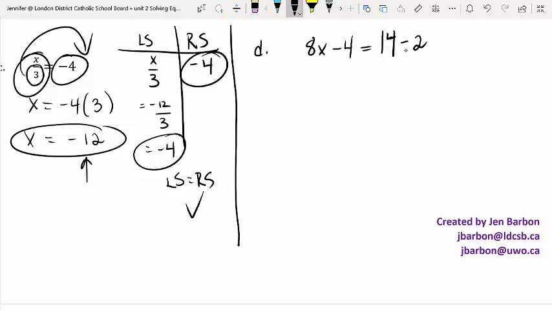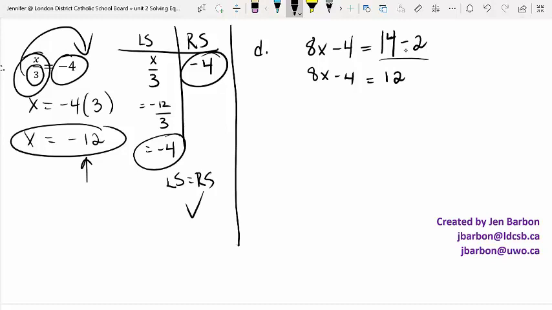Okay, so part D, 8x minus 4 equals 14 minus 2. So in this question, it's important that before you start, you always scan and look for like terms, because there might be something you can simplify before you even get started. Okay, and that's the case for this one, right? 14 minus 2, those are like terms. We can combine them, we can subtract them. So let's simplify that first. 14 minus 2 is 12.